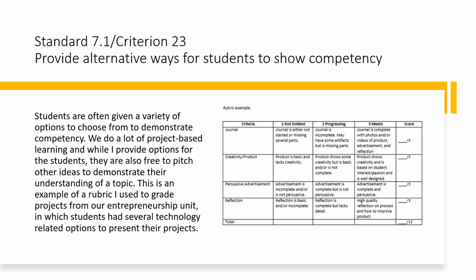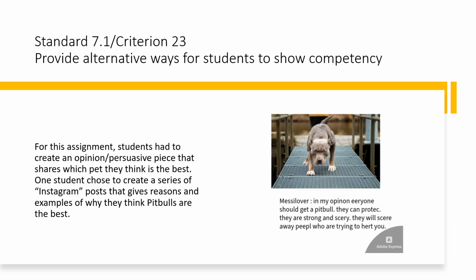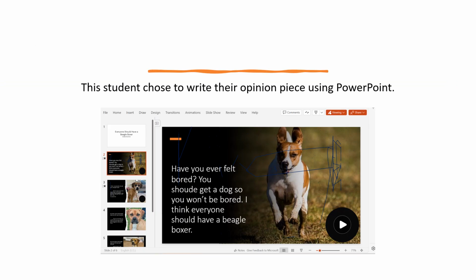This is an example of a rubric I use to grade projects from our entrepreneurship unit, in which students had several technology-related options to present their projects. For this assignment, students had to create an opinion/persuasive piece that shares which pet they think is the best. One student chose to create a series of Instagram posts on Adobe that gives reasons and examples of why they think pit bulls are the best. And this student chose to write their opinion piece on why beagles are the best using PowerPoint.